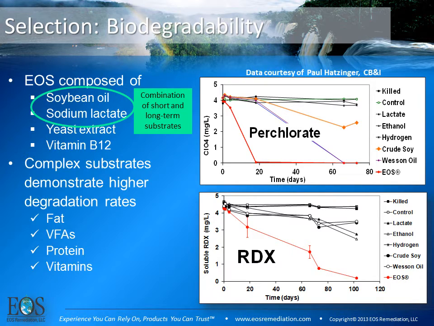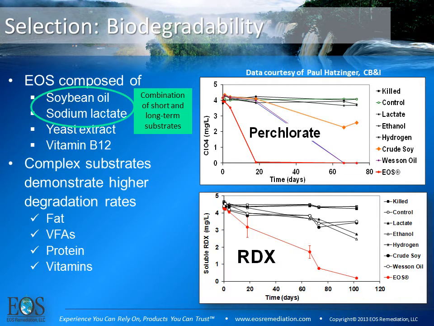You see the red line on both graphs, that's EOS. And especially when you look at the perchlorate, you can see that the degradation rate of perchlorate when you use EOS outperforms everything else. And that's a peculiar thing, because when you look at this, you see that he also tested hydrogen. And you would think that if you just gave the microbes hydrogen, well, that's what we're after, so that should work the best.